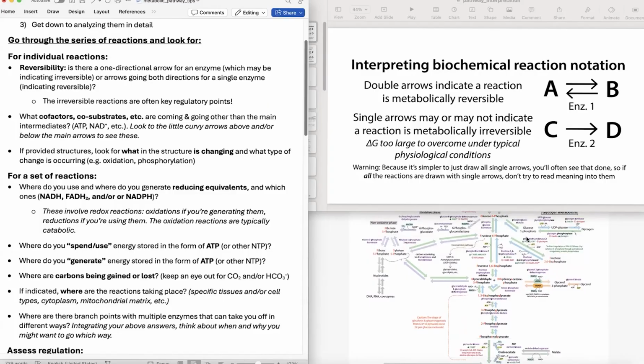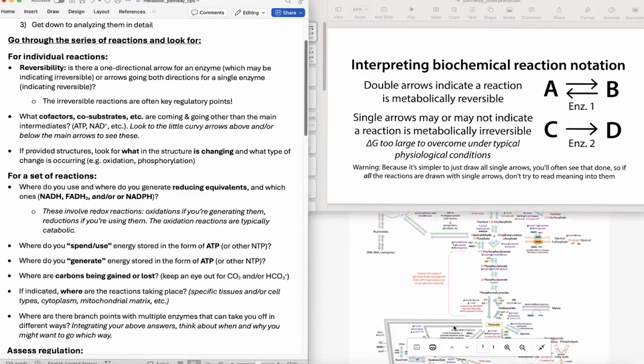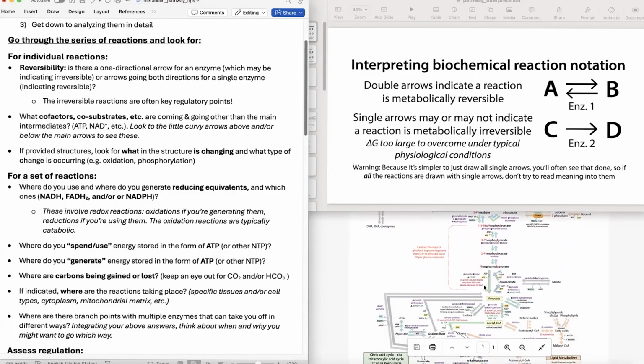Conversely, if you have a single arrow per enzyme, in a single direction, this is going to be a metabolically irreversible step. And so you can see that if you want to go the reverse direction, you actually have to use a different enzyme that catalyzes a different reaction. Sometimes you might even need to do two reactions.